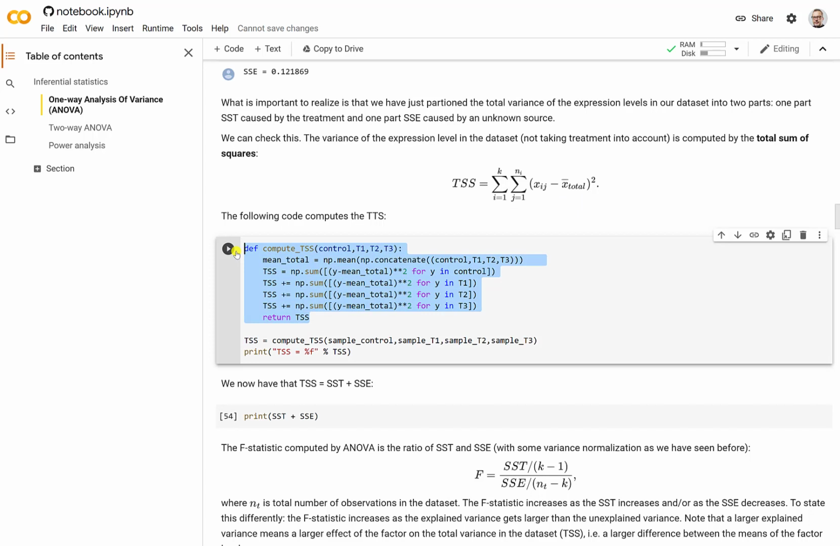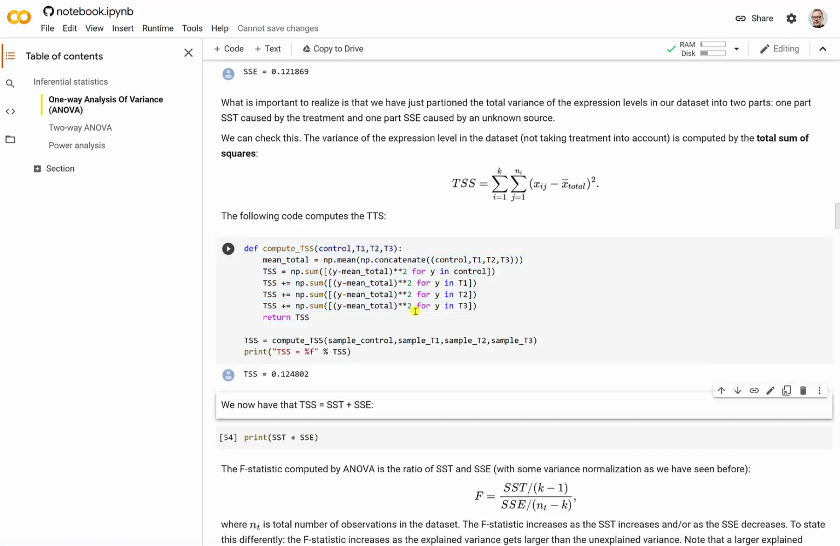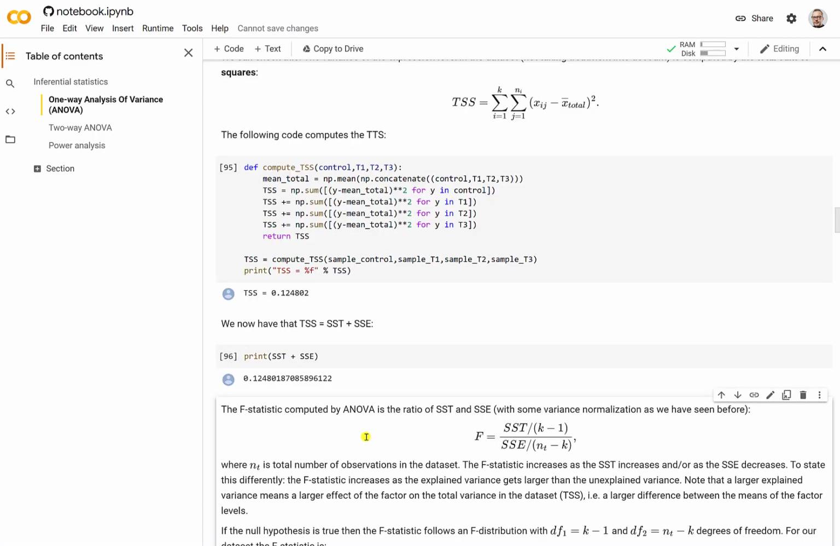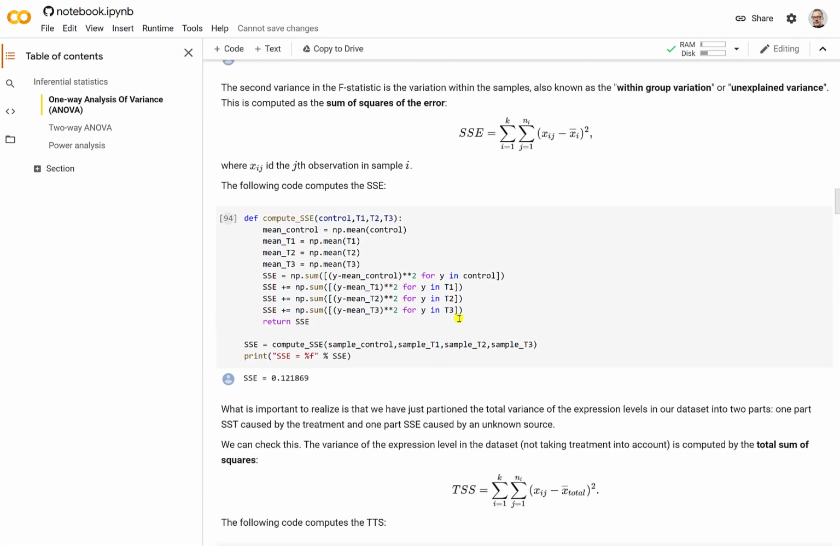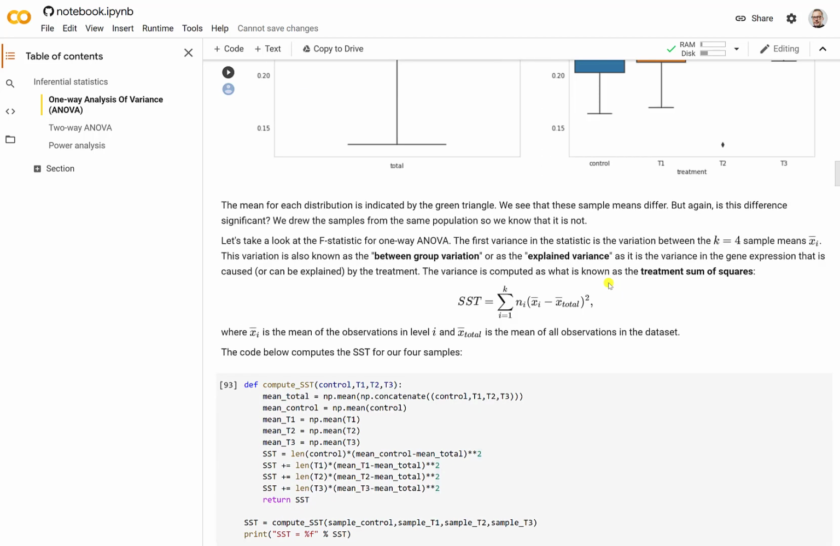That's what we have done here. And then I can compute this total sum of squares, and if what I just explained is correct, then this should equal the sum of what we computed for the sum of squares of the treatment and the sum of squares of the error. So let's do that, and indeed we can see that we partitioned the variance that we observe for all the expression levels into a component that is explained by the factor and an unexplained component, which is the within group variability.